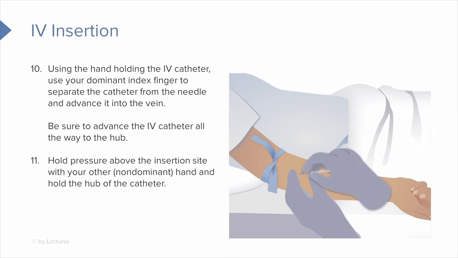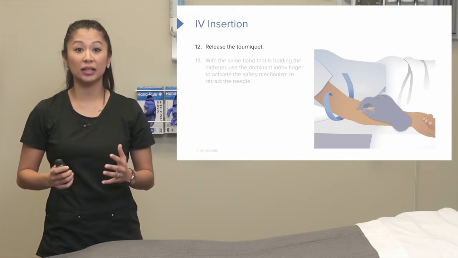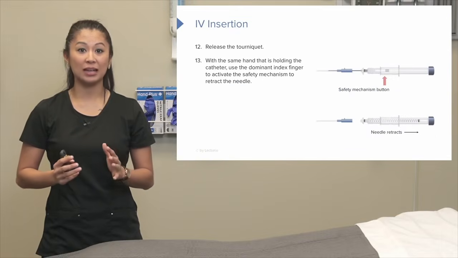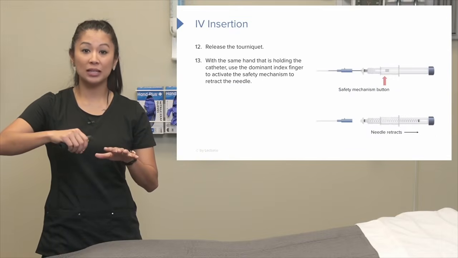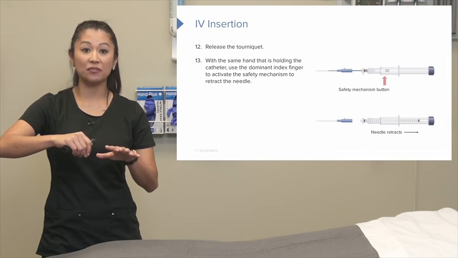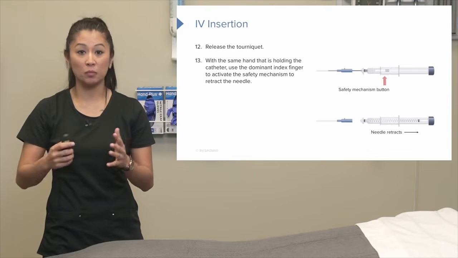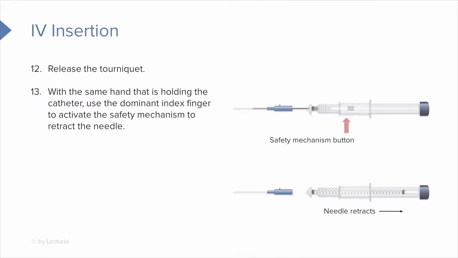Next, we're going to hold pressure above the insertion site with our other non-dominant hand and hold the hub of the catheter in place so it doesn't wiggle. Now we can release our tourniquet, and with the same hand that is holding the catheter, use the dominant index finger to activate the safety mechanism and remove the needle itself. So if you see this picture, notice that we're only advancing the plastic part of the catheter and the needle part itself is removed.